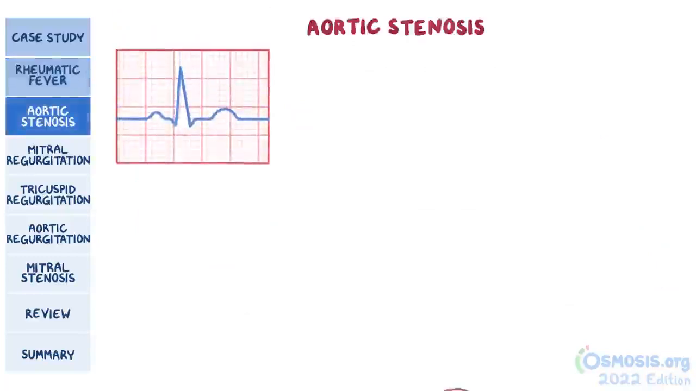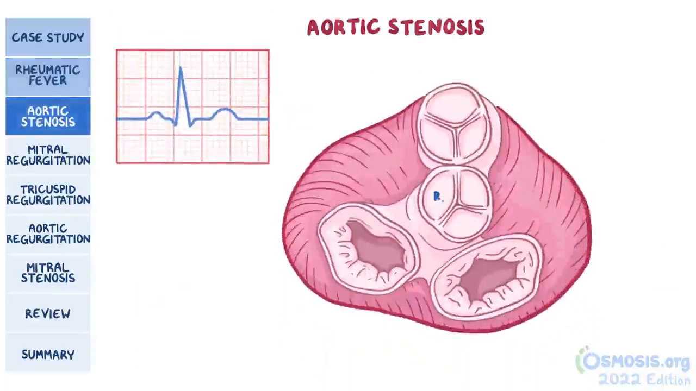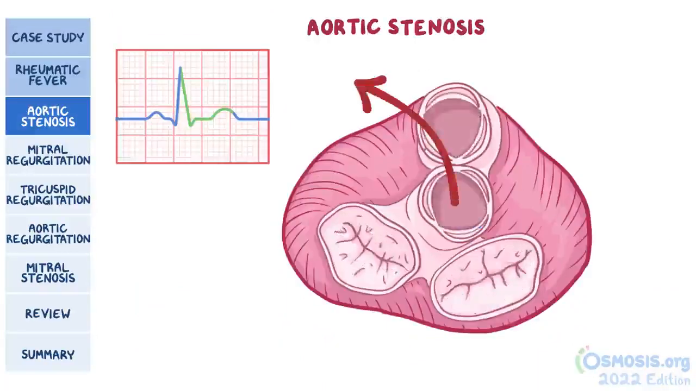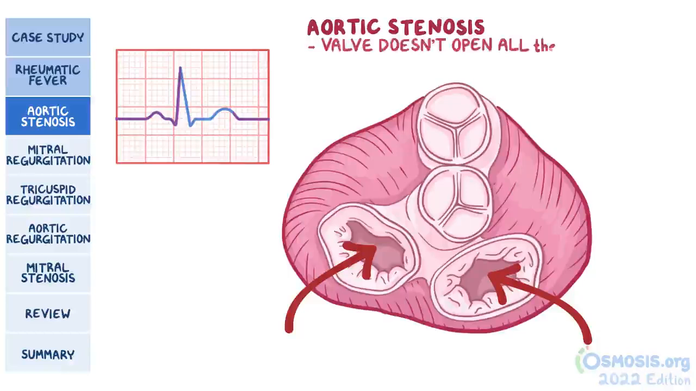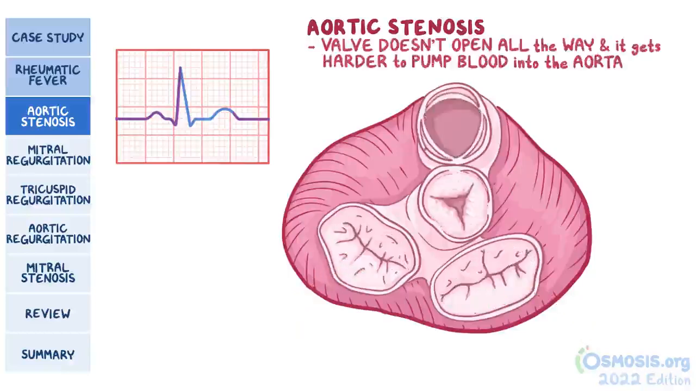The aortic valve is typically made up of 3 leaflets, the right, left, and posterior leaflet, and it opens during systole to allow blood to be ejected to the body. During diastole, it closes to allow the heart to fill with blood and get ready for the next systole. Aortic stenosis is when the aortic valve doesn't open all the way, and it gets harder to pump blood into the aorta.